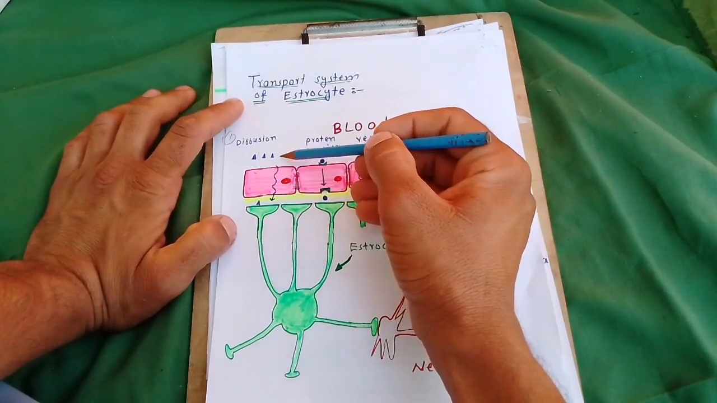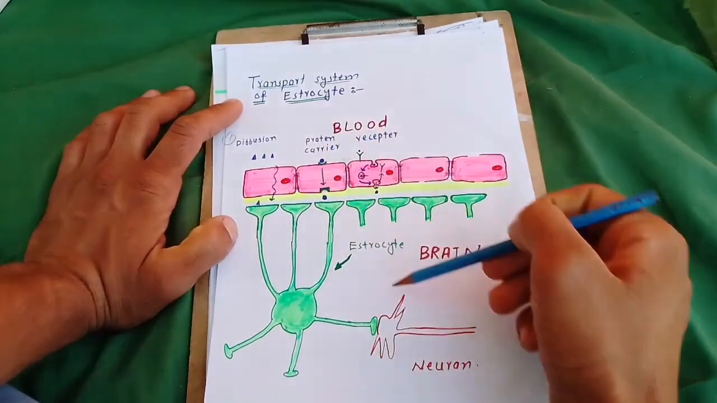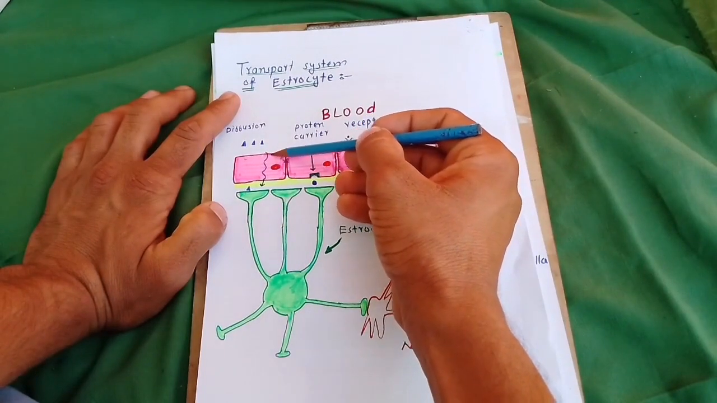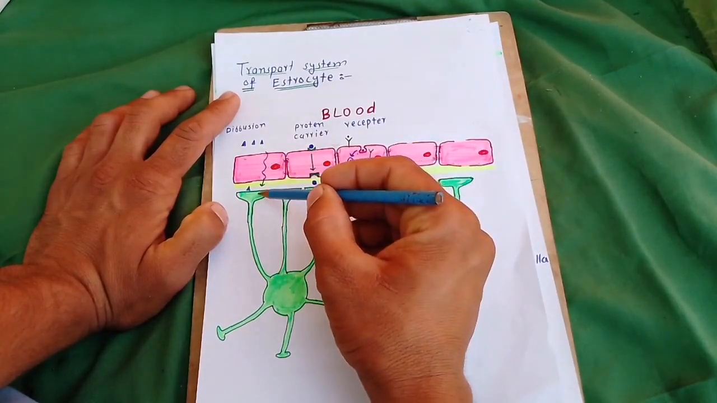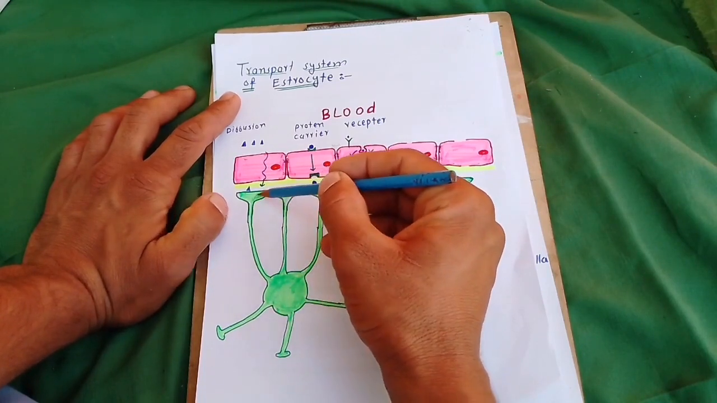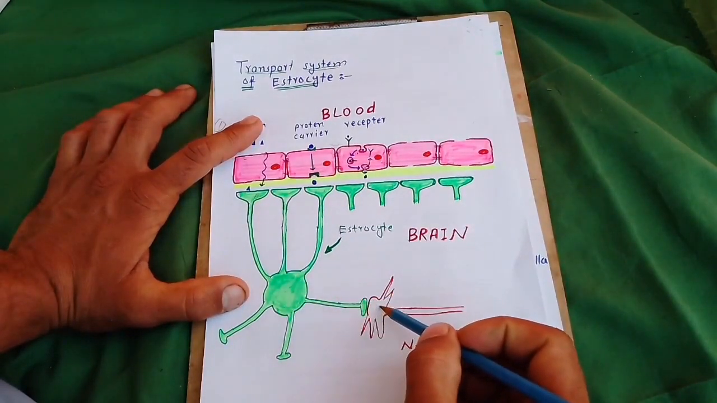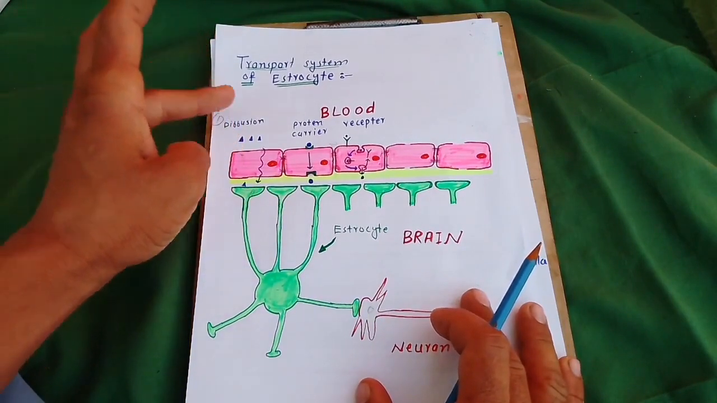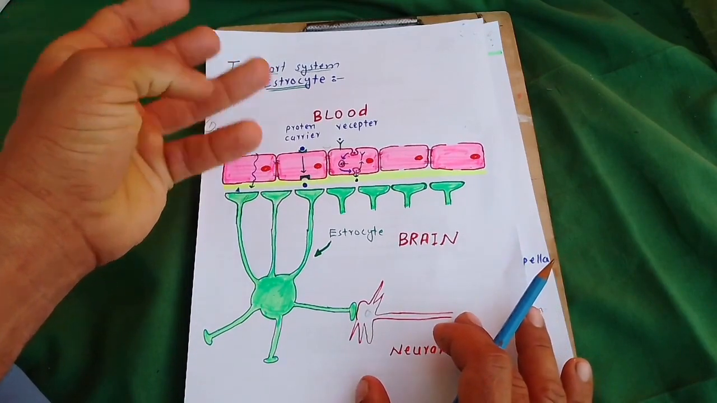Some substances reach the neuron cell by diffusion. Some substances enter the endothelial cell by diffusion, and then enter the end feet of the astrocyte, go toward the cell body of the astrocyte, and then go to the neuron. This is one way of the nutrition mechanism. Another way is the protein carrier.